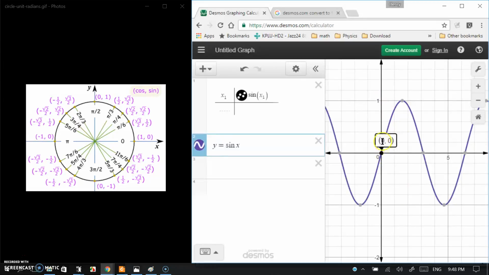So sine of 0 gives me 0, which is true. And sine of pi also gives me 0. So if I take half pi, if my x is half pi, then my sine value should be 1. So half pi is here. Sine of half pi gives me 1. So this is how we interpret the graph, okay?